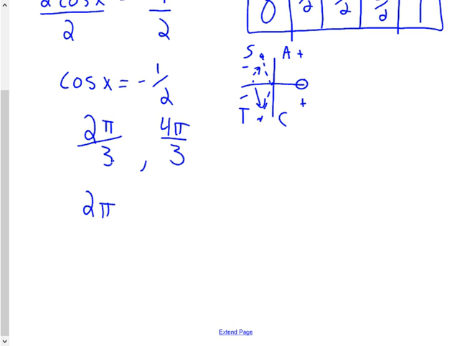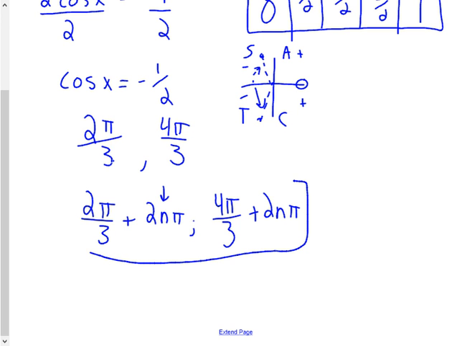It's going to be 2 pi over 3, and then cosine repeats every 2 pi. So we're just going to say plus 2n pi, where n stands for any integer, right? So positive or negative whole number. And then 4 pi over 3 is also going to have its own set, plus 2n pi. So those are all possible solutions for cosine of x equals negative half.